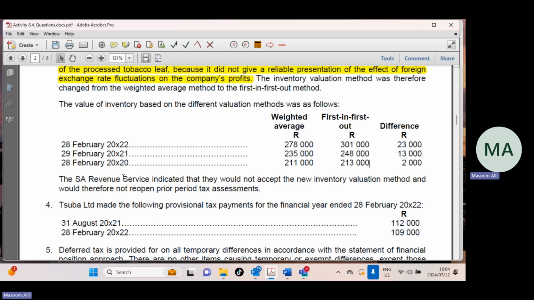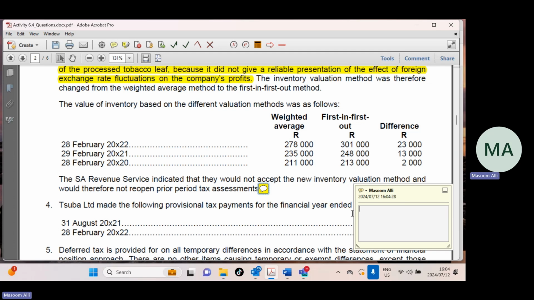Over here, the SA Revenue Service indicated that they would not accept the new inventory valuation method, and that they would therefore not reopen prior year tax assessments. So this is important.